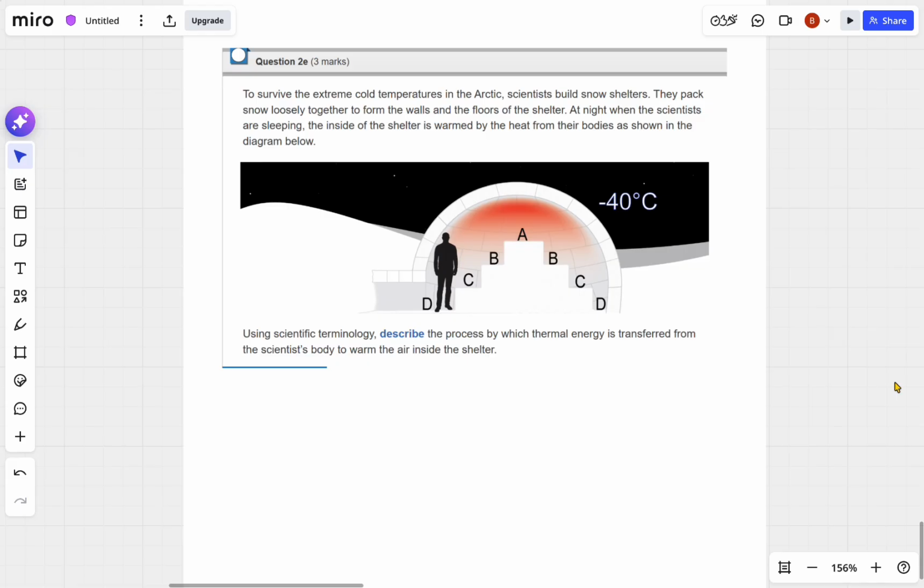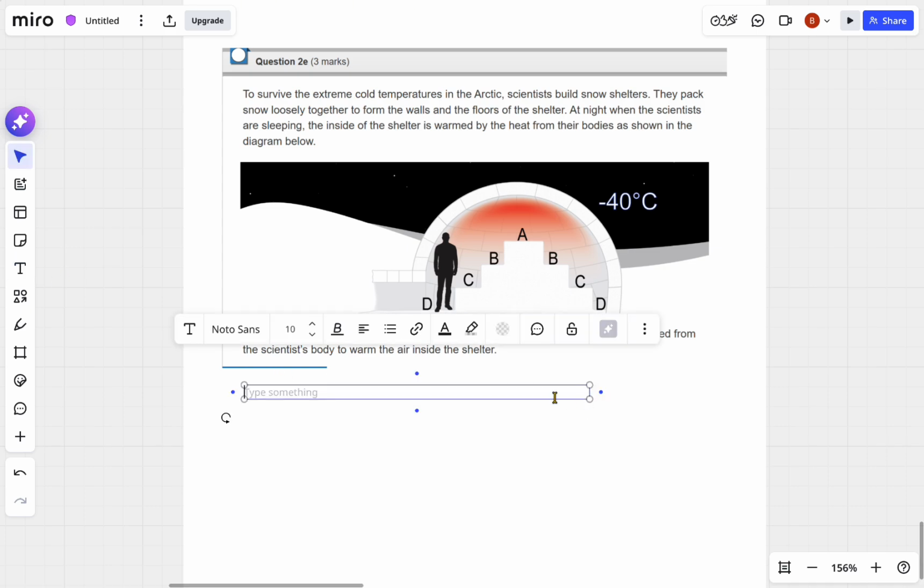Let's just read the entire thing. Using scientific terminology, describe the process by which thermal energy is transferred from the scientist's body to warm the air inside the shelter. So let's just keep a text box ready for our answer. Let's look at the diagram. In the diagram, we see that warm air is at the top of the shelter. So this basically means that we're dealing with gases and air.